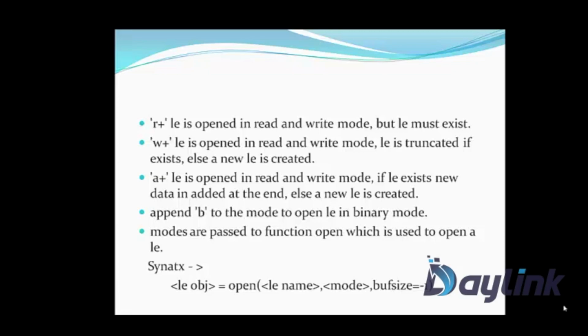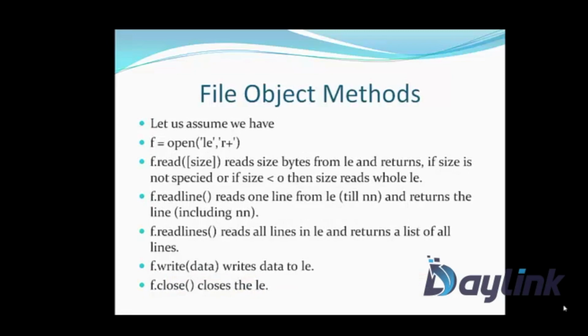Modes are passed to the function open, which is used to open a file. The syntax is file object = open(file name, mode, buffer size = -1). Now we see the file object methods. Let us assume we have f = open(file, 'r+').